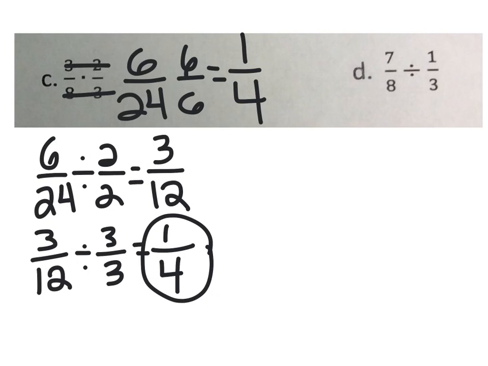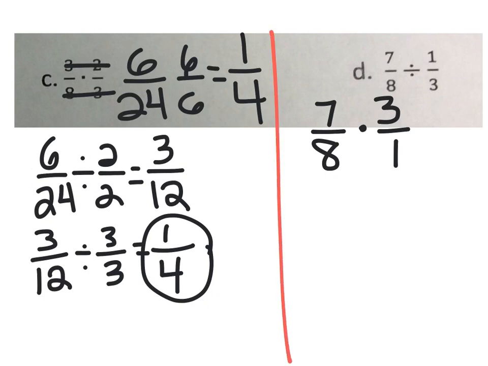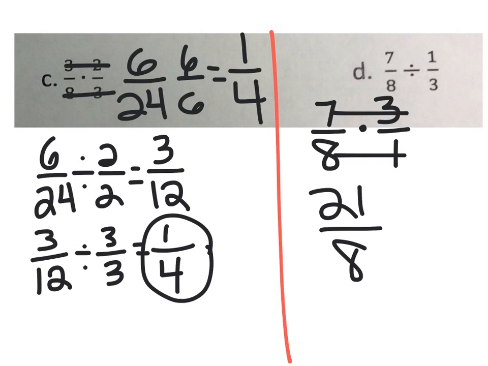Let's look at D. 7/8 divided by 1/3. So I'm going to keep the first fraction, I'm going to change division to multiplication, and I'm going to flip the second fraction. Now I have a pretty straightforward example where I am just multiplying. 7 times 3 gives me 21. 8 times 1 gives me 8. Okay, so I can simplify this.